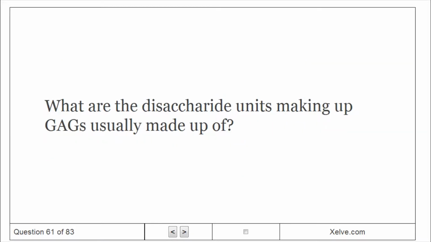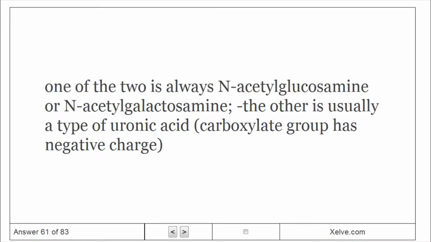What are the disaccharide units making up GAGs usually made up of? One of the two is always N-acetylglucosamine or N-acetylgalactosamine, and the other is usually a type of uronic acid. The carboxylate group has a negative charge.